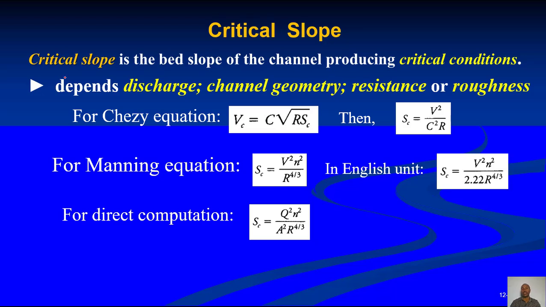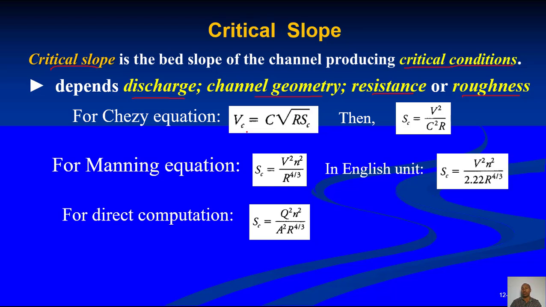Okay, critical slope is just this one. It is the bed slope of the channel producing critical conditions. It depends upon the discharge, channel geometry, resistance, roughness, etc. So critical slope is the bed slope of the channel producing critical conditions.